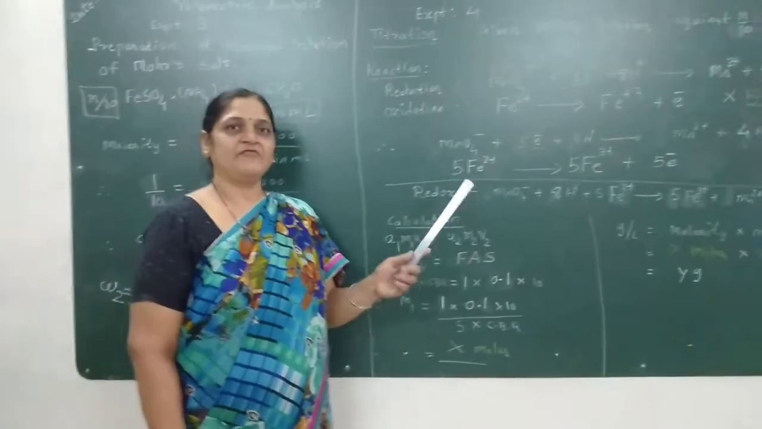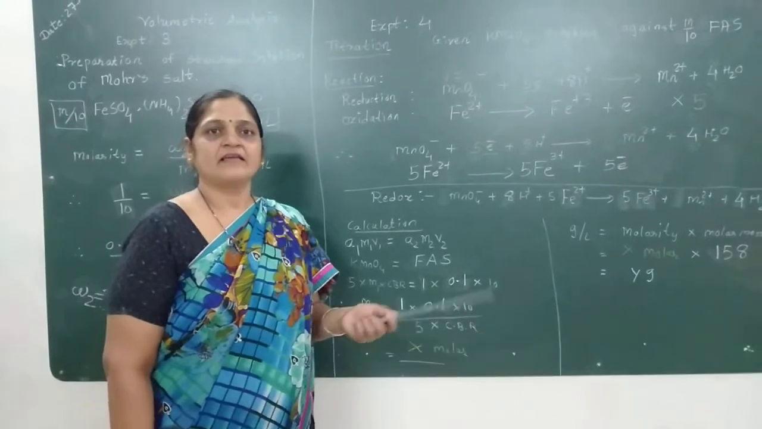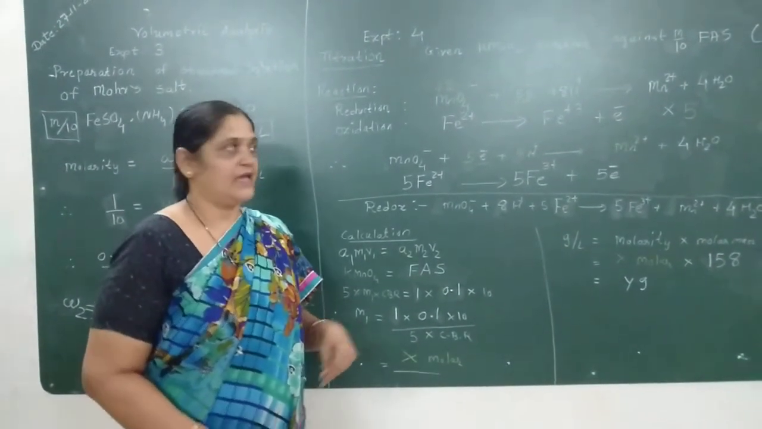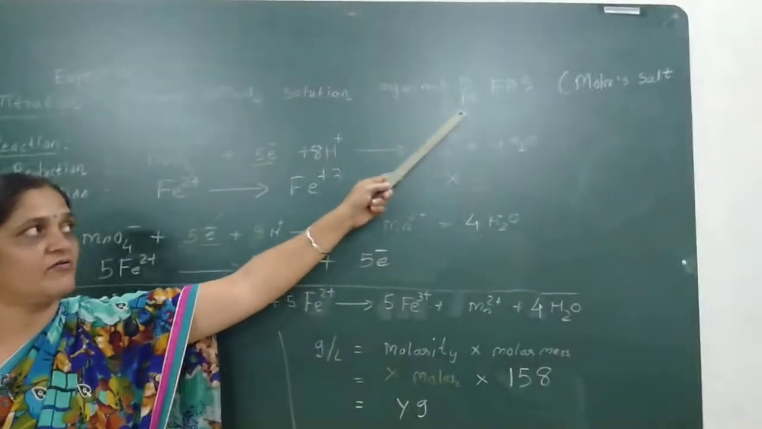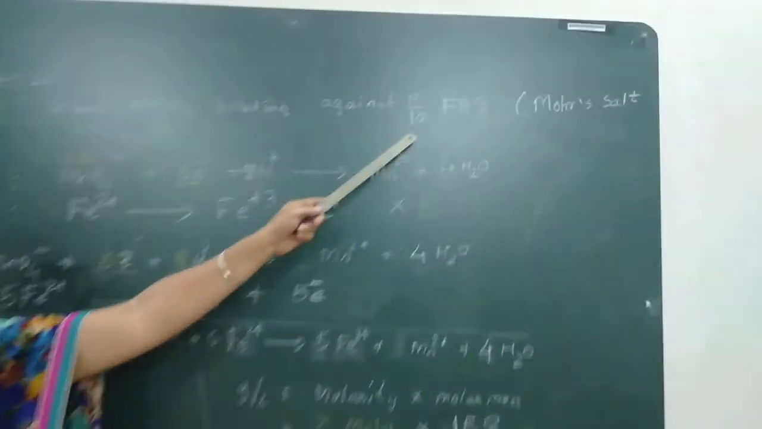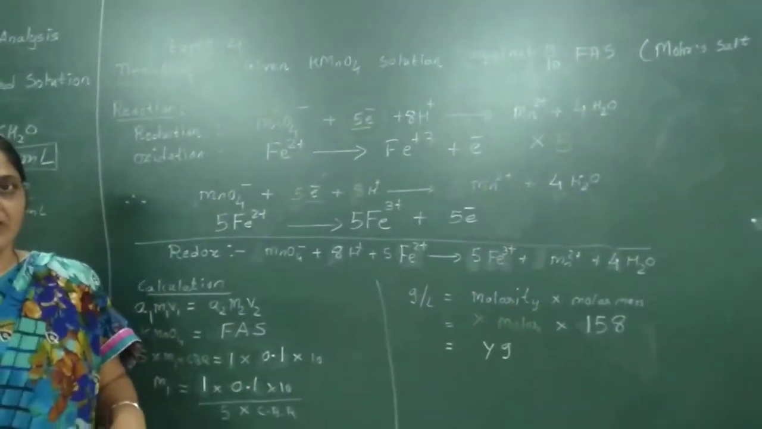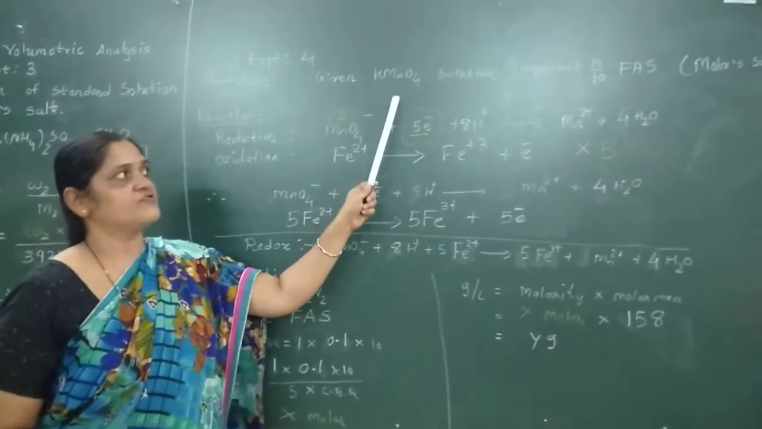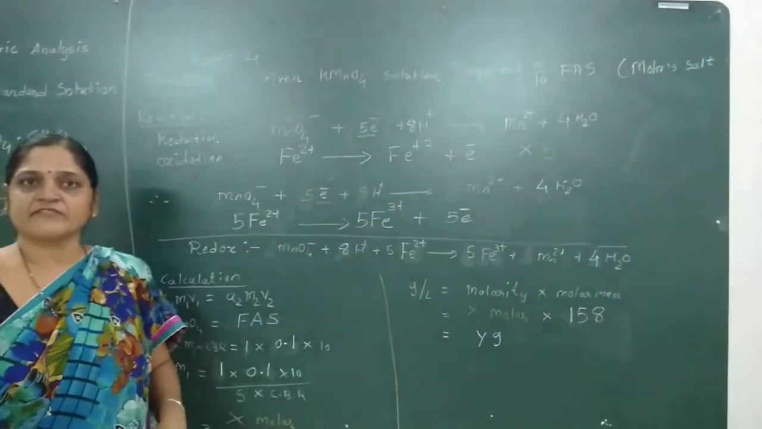Now student, we have to perform titration of Mohr salt solution against KMnO4, that is potassium permanganate solution. By using M/10 Mohr salt solution, that is, the molarity of the Mohr salt solution is M/10, we are going to determine the molarity of KMnO4 solution. So we are going to perform the titration of KMnO4 solution against M/10 FAS solution or Mohr salt solution.